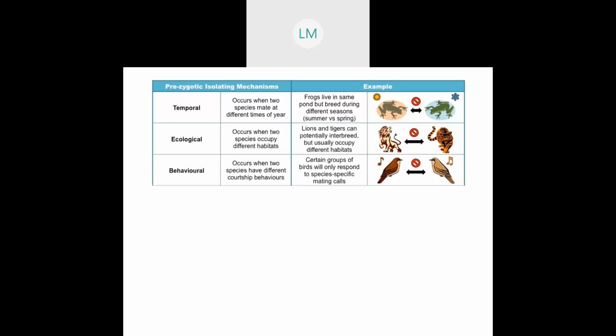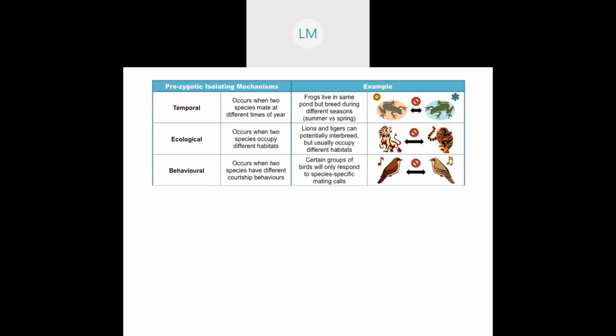We can also have behavioral isolation. So we have two species that live in the same place and maybe even mate at the same time of year, but they have different behaviors associated with courtship, and they're only going to respond to the behavior of their own species. So an example of this is birds. Certain groups of birds only respond to mating calls of their own species. So they might be hearing other birds making mating calls, but they're not going to respond to those because it's not the right call. And so that's behavioral isolation.